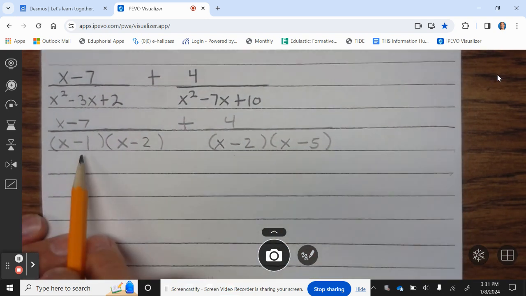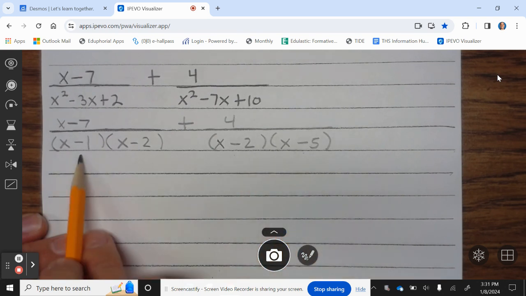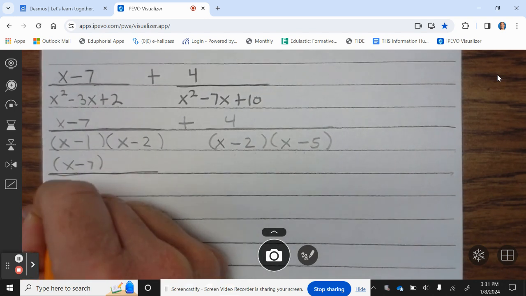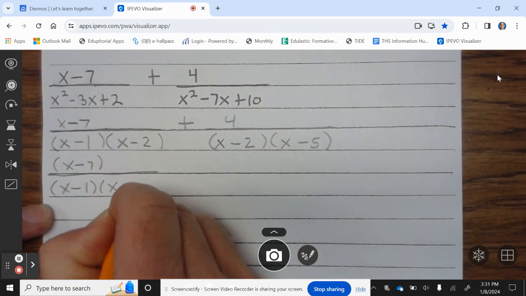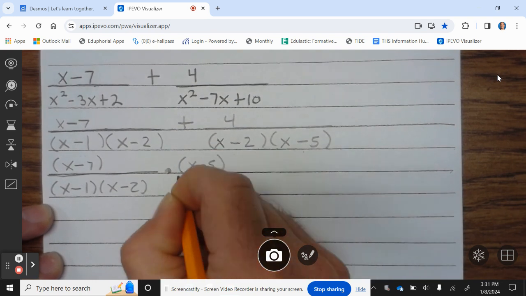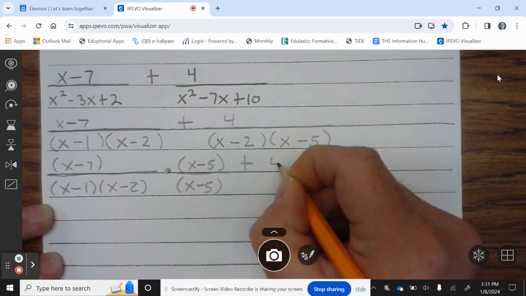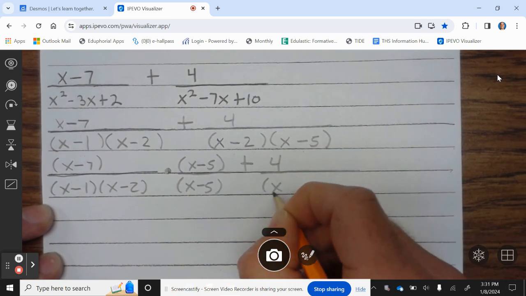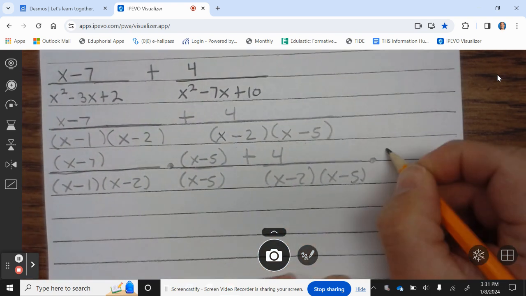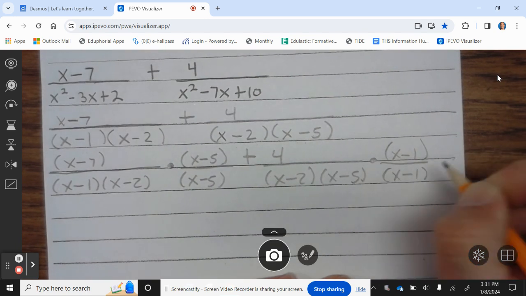Now, this has x minus 1, x minus 2, but it's missing x minus 5. This has x minus 2, x minus 5, but it's missing x minus 1. So we need to multiply x minus 7 divided by x minus 1 times x minus 2 times x minus 5 divided by x minus 5, plus 4 divided by x minus 2 times x minus 5 times x minus 1 divided by x minus 1.